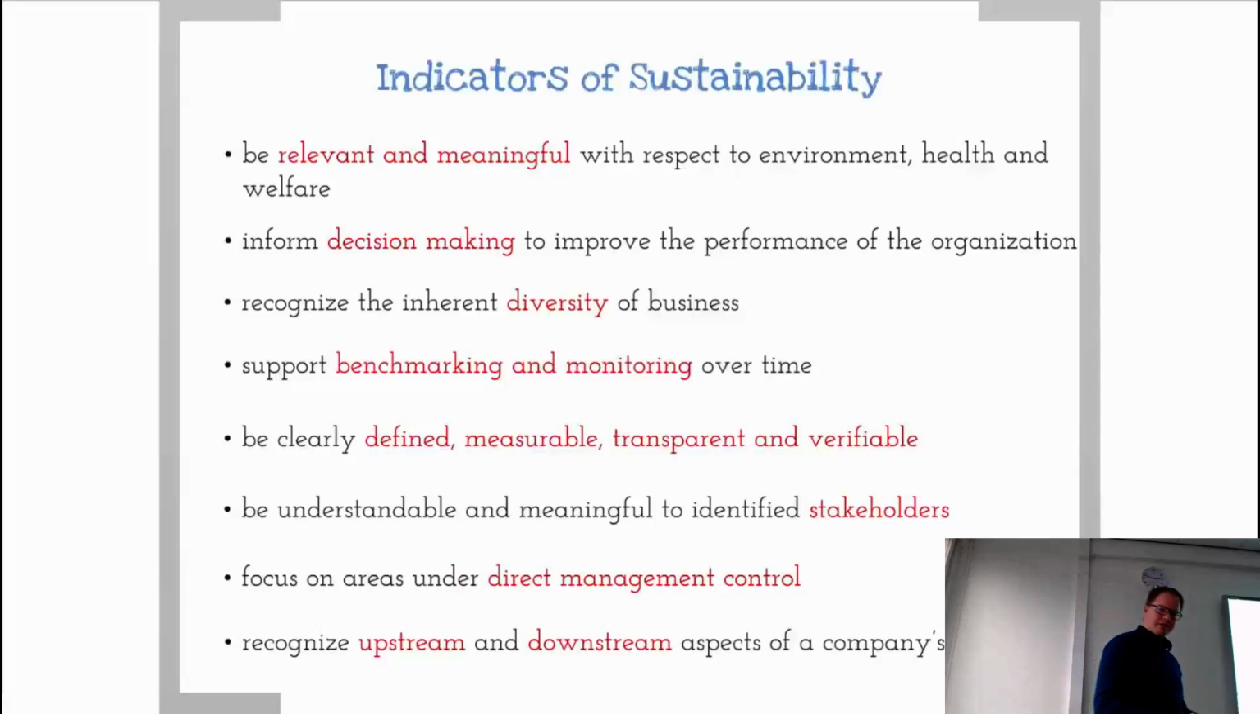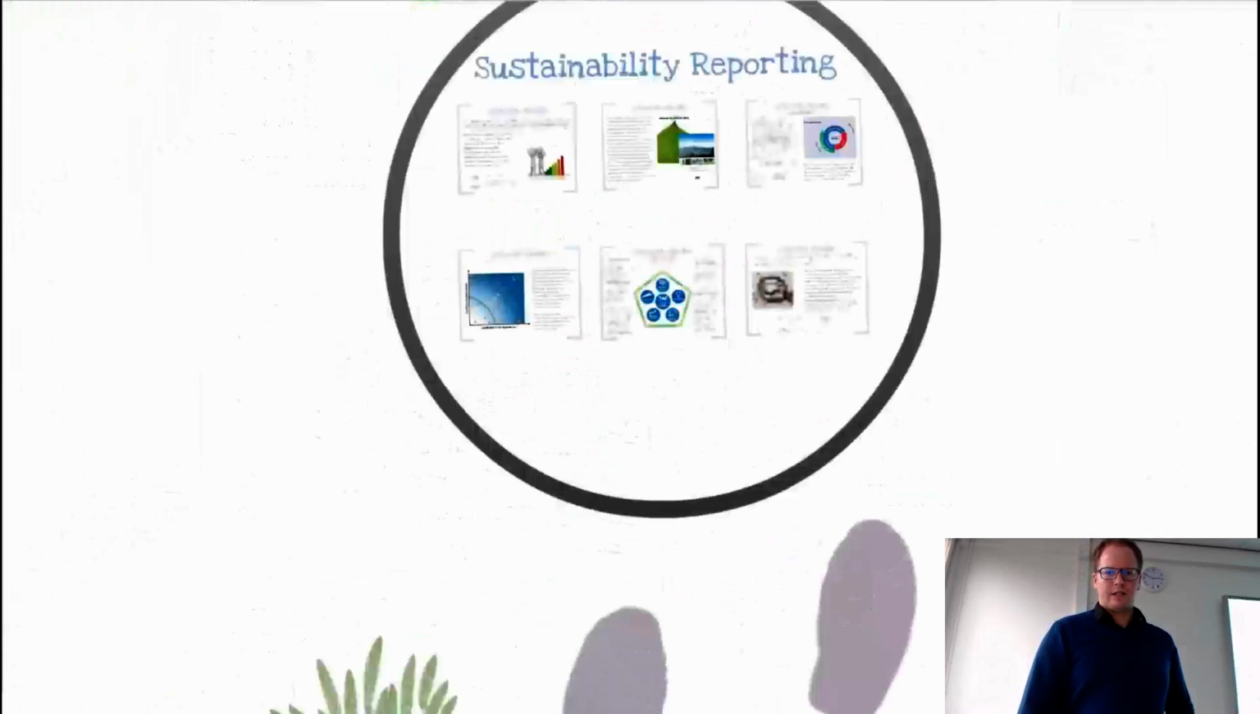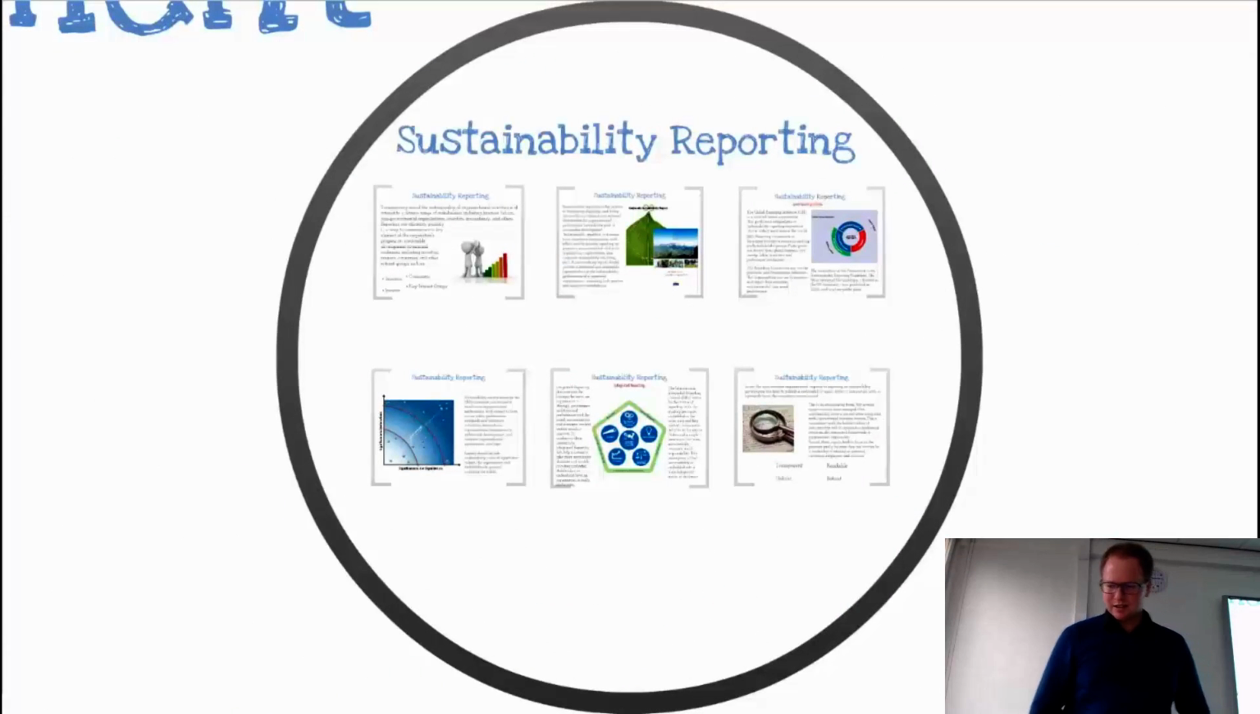Then be clearly defined, measurable, transparent, and verifiable, if possible, of course. And be understandable, meaningful to the identified stakeholders. This was again my joke about showing a banker detailed plans of a power plant. This is not necessarily the best idea unless a banker has particular engineering experience. Focus on areas under direct management control and recognize upstream and downstream aspects of the company's activities. And if you do that, then the question of the performance of the organization level is identified. Okay, so what is the point of all this?